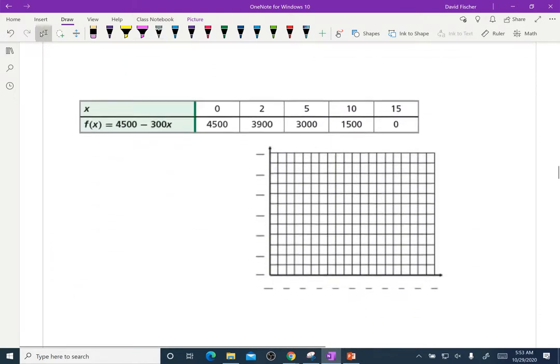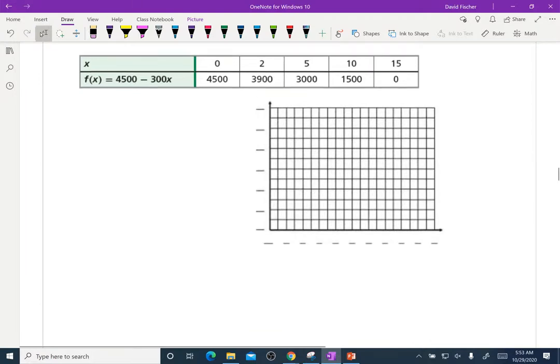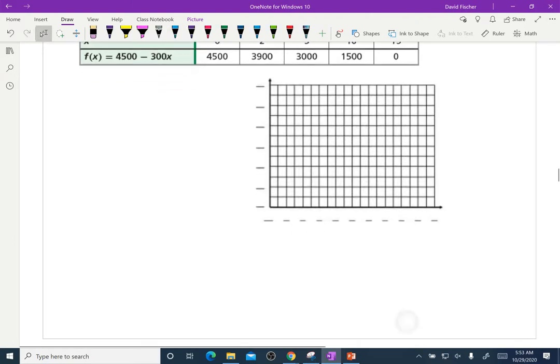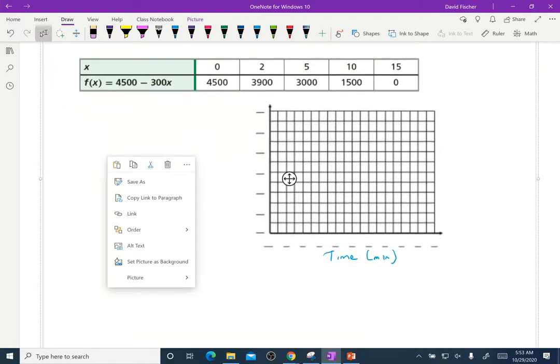Now, on graphs, here's our graph that we have. We have to look at our highest number on the x-axis, and it's like 15. So first of all, we need to label it, and this is time in minutes. So put the units. And this side over here is going to be elevation.